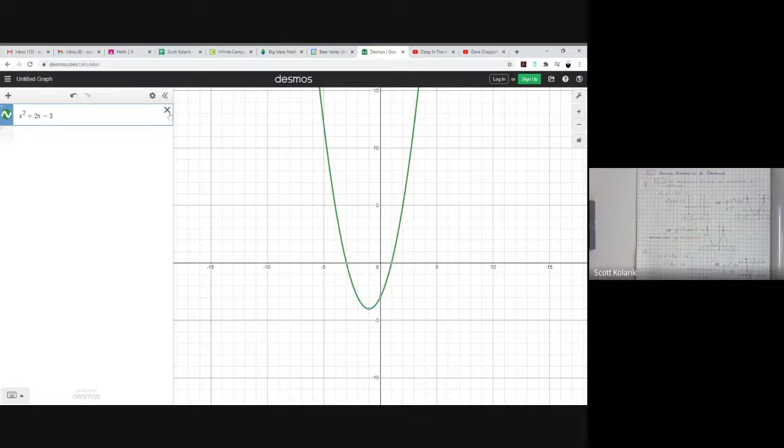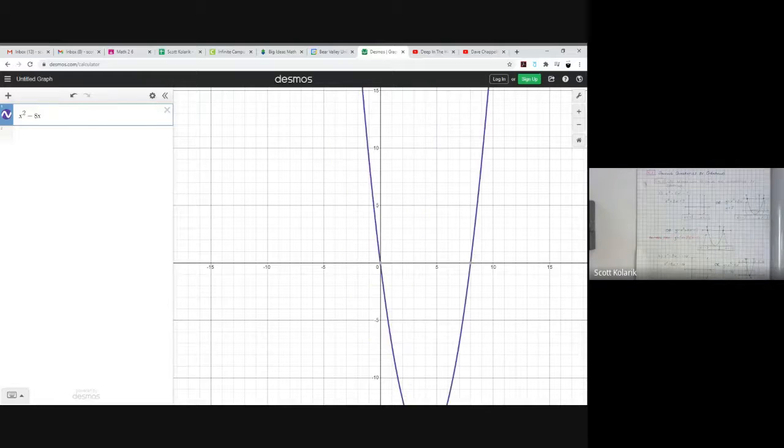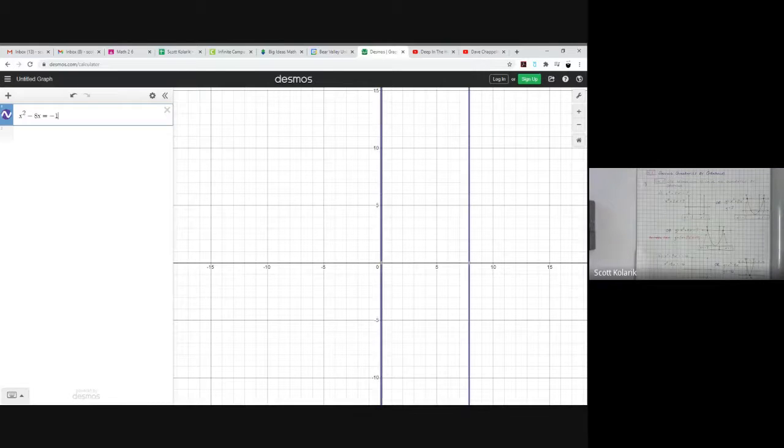All right, well, our second example is a little bit different. Now we're given x squared. All right, there's our x squared parabola. But now it says minus 8x, so you'll notice that this shifts around a little bit differently. Now it's way down to the right. And then we're given equals negative 16.